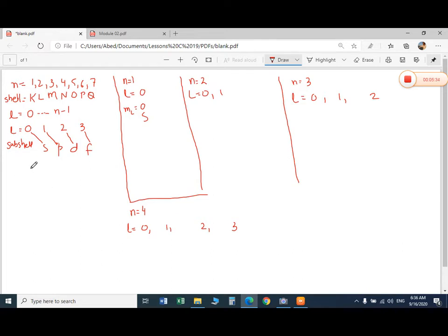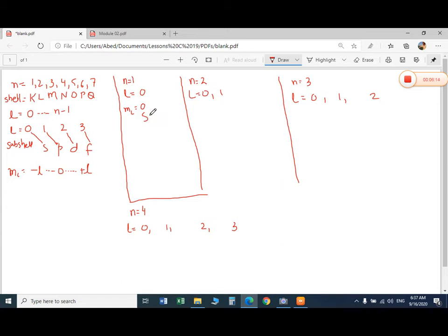Now come to the next quantum number rule, that is the magnetic quantum number ML. ML starts from minus L, passes through 0, and finishes at plus L. This is the rule for the magnetic quantum number. So here, L is equal to 0, so ML will also be equal to 0. No need to write more, this is simply the S orbital. In the K shell, when n is equal to 1, there is only one orbital, that is S.